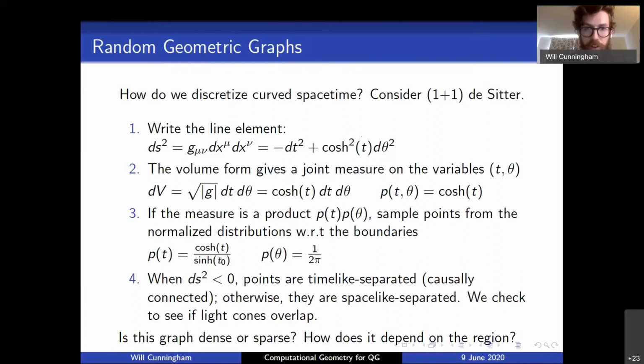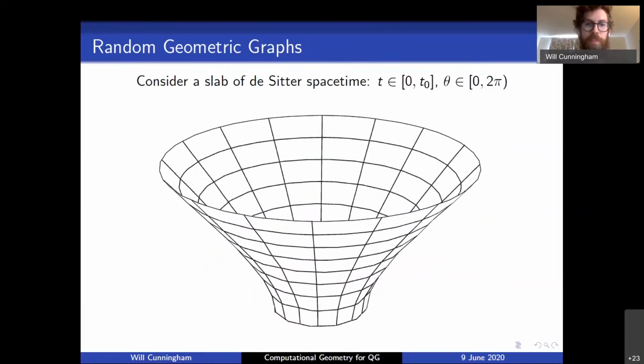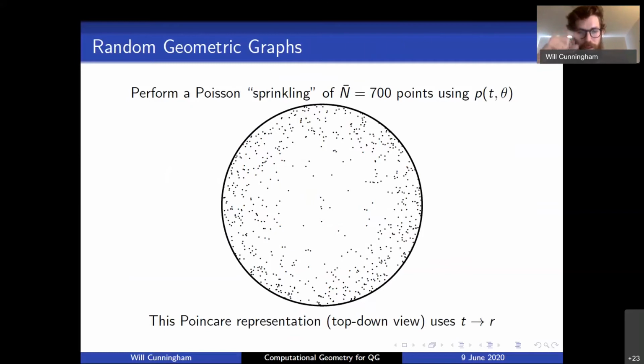Okay, so let's look at a specific example. If we consider a slab of the upper half of the de Sitter hyperboloid bounded from t equals 0 to t equals some characteristic cutoff and theta between 0 and 2 pi, we end up with a region that looks like this. Now what we're going to do is sprinkle points using a +1 point process on this region, and we end up with a point cloud that looks like this.